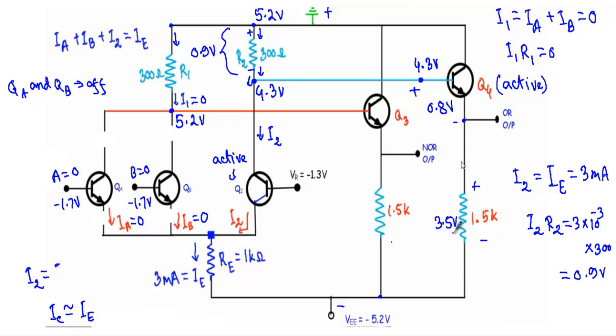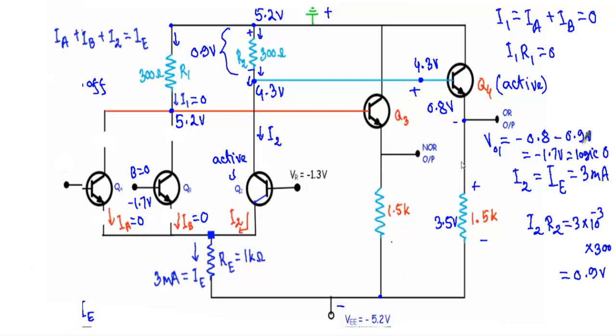So from this terminal to this terminal I will get 3.5 volt, and from this terminal to this terminal I will get minus 0.8 volt, and from this terminal to this terminal I will get minus 0.9, so if I add them up I will get minus 5.2 volt. Now what will be the voltage VO1? See, the voltage between this terminal to this terminal I will denote that with VO1. From this terminal to this terminal I will get minus 0.8 volt. From this terminal to this terminal I will get minus 0.9 volt. Therefore I will get minus 1.7 volt, which indicates logic 0. So this will be our OR output.